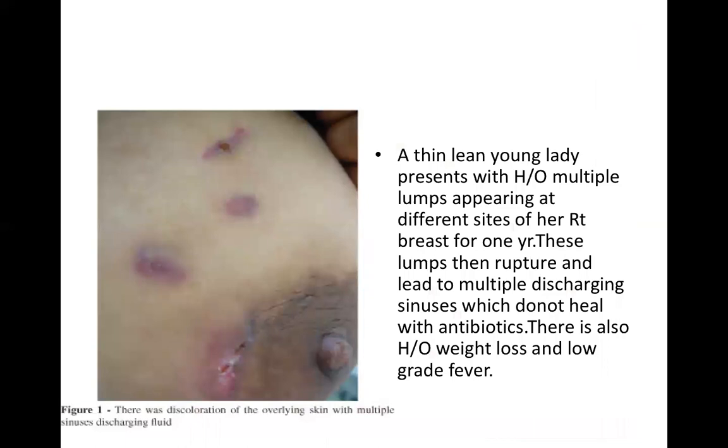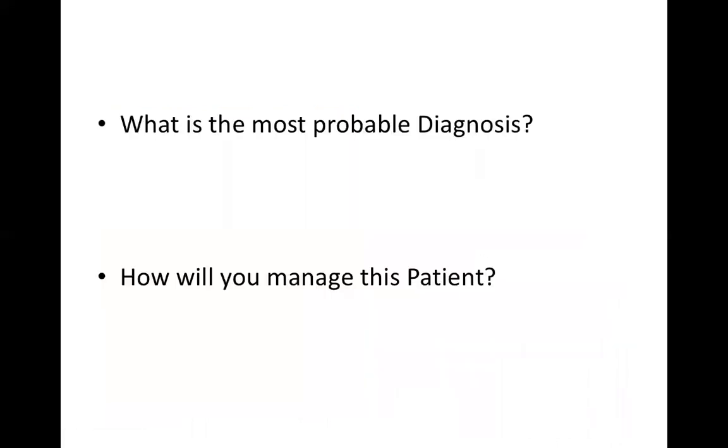This is another scenario. A thin, lean young lady presents with history of multiple lumps appearing at different sites of her right breast for 1 year. These lumps then rupture and lead to multiple discharging sinuses which do not heal without antibiotics. There is also a history of weight loss and low-grade fever. What is the most probable diagnosis? And how will you manage this patient?